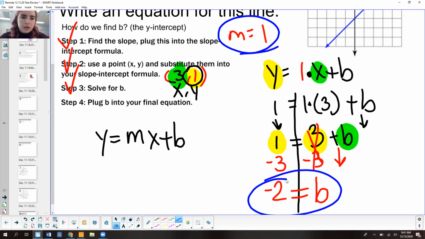So what is the formula or the equation for this line? I have 2 answers so far.